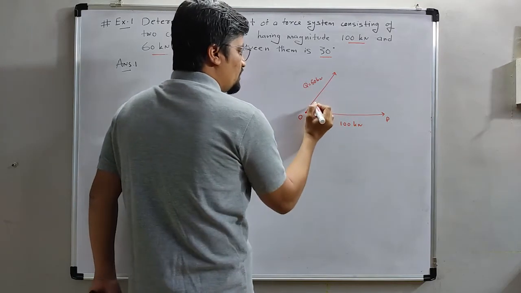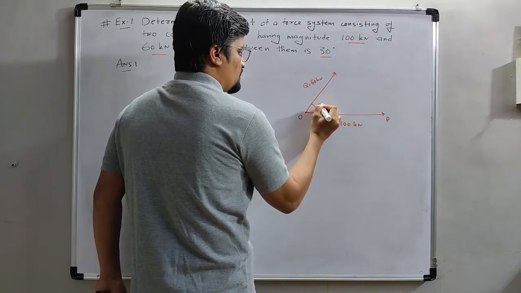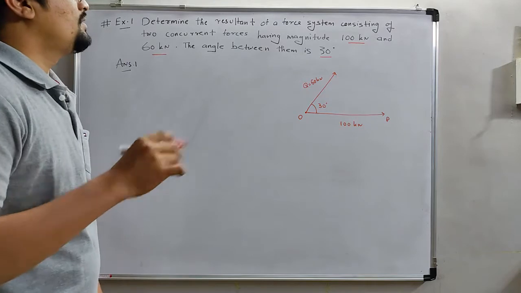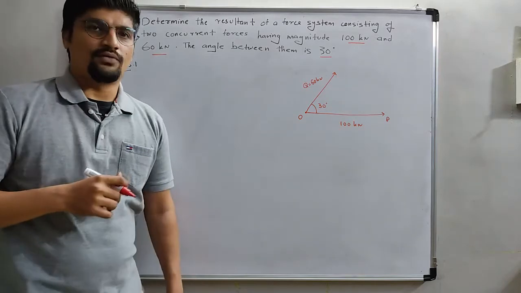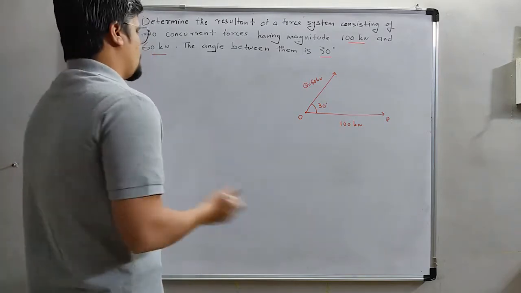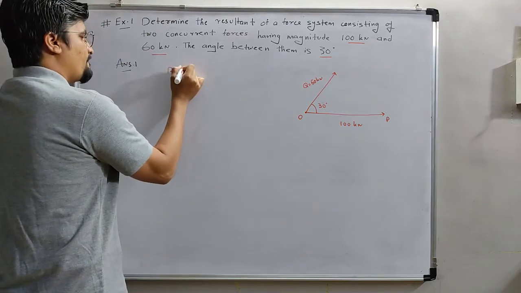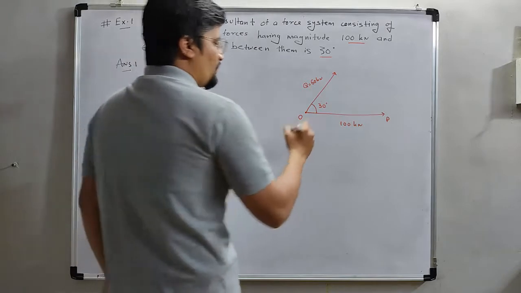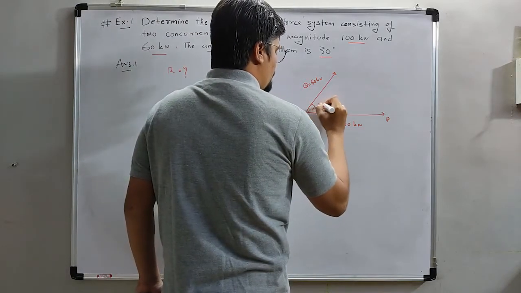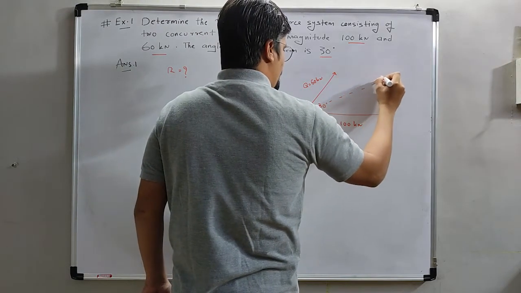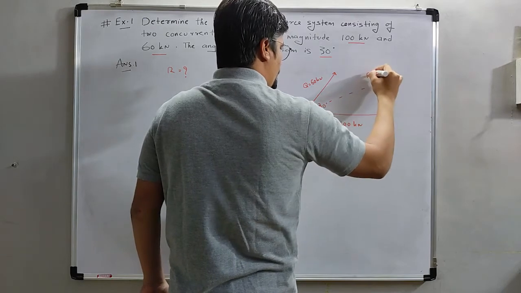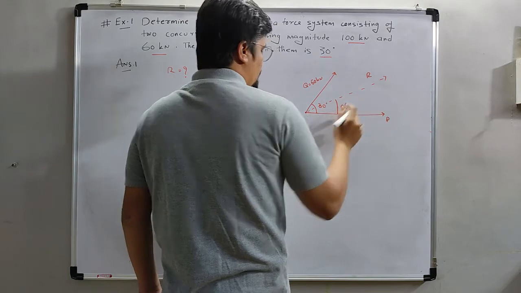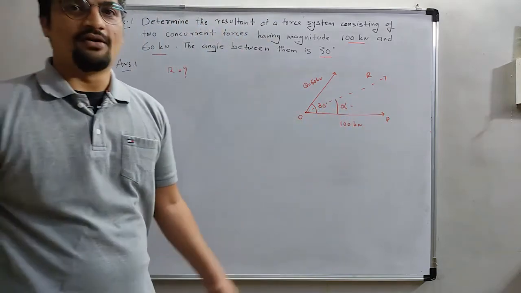The angle between them is 30 degrees, and we need to find the resultant of the force system. Resultant means R. Let us guess that R will be somewhere here, and the angle between this will be alpha. We need to find this also, the placing of the resultant force.